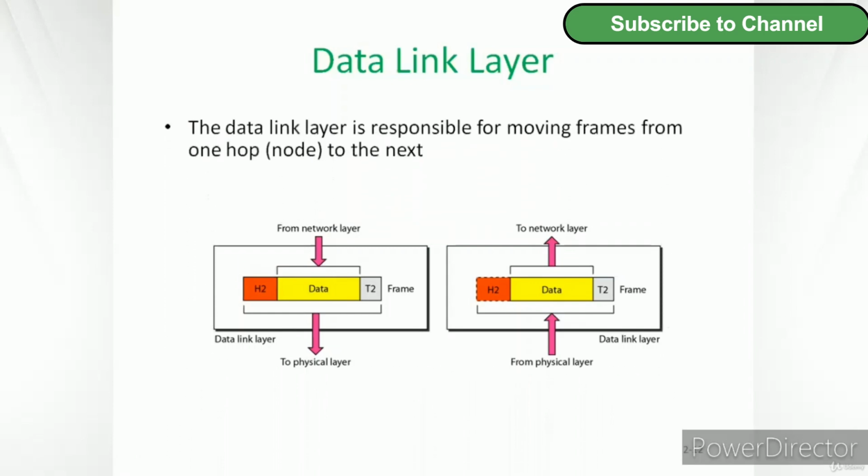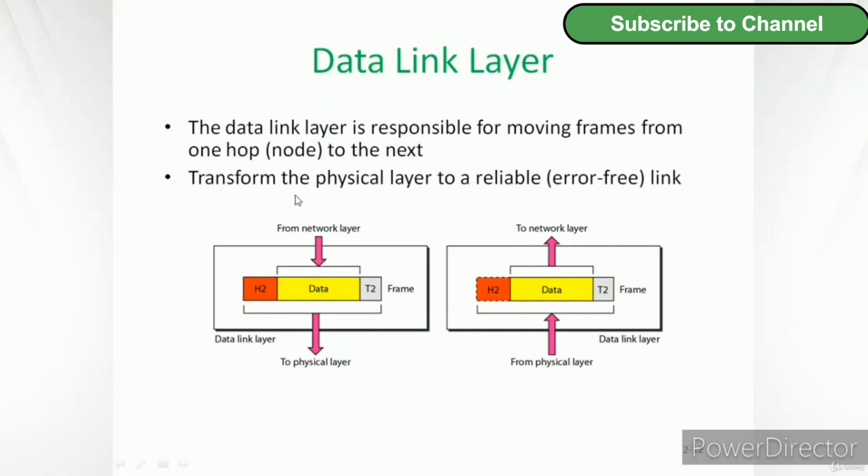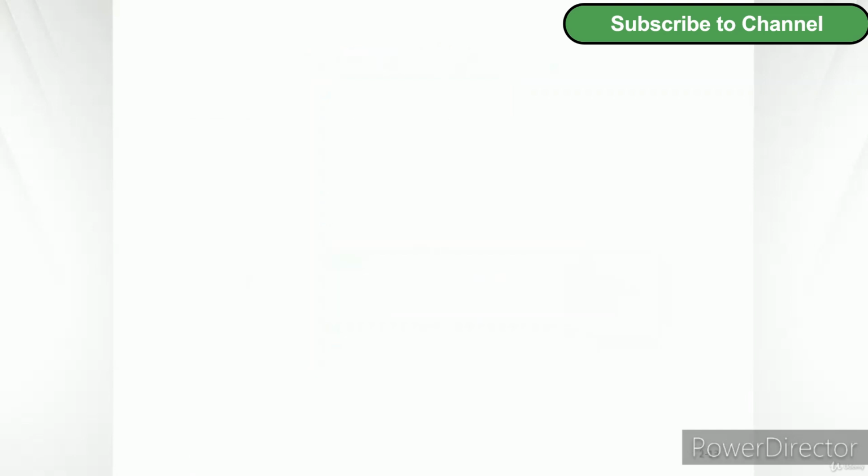So here the data link layer is responsible for moving the frames from one hop to the next hop. At the physical layer, data is in the form of bits, and those bits are converted into some fixed format, which is known as the frame. The data flows in the form of frames here, and it transforms the physical layer into a reliable error-free link.